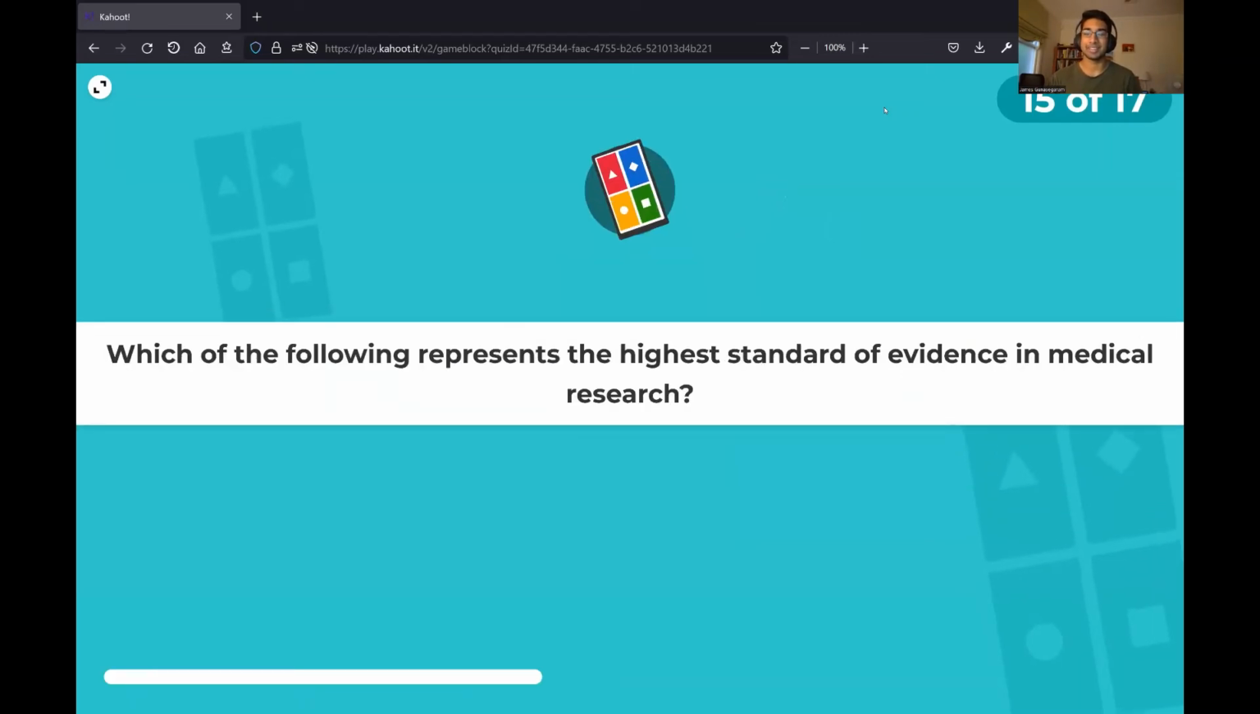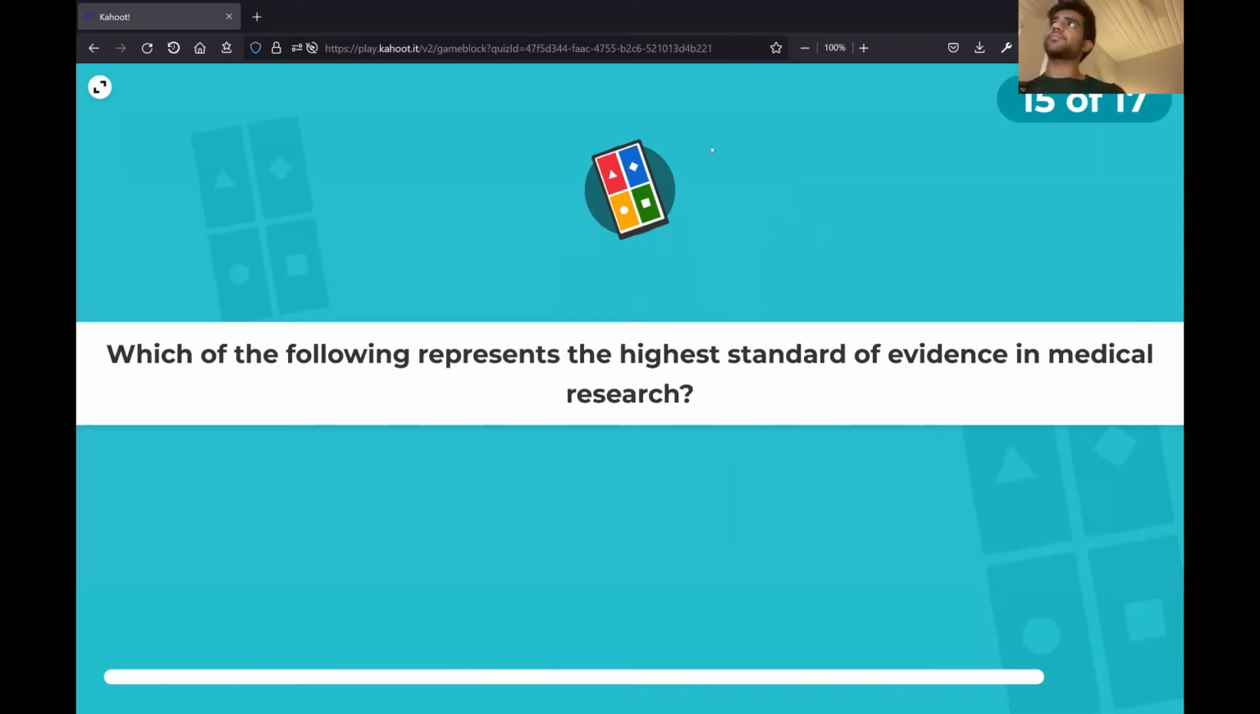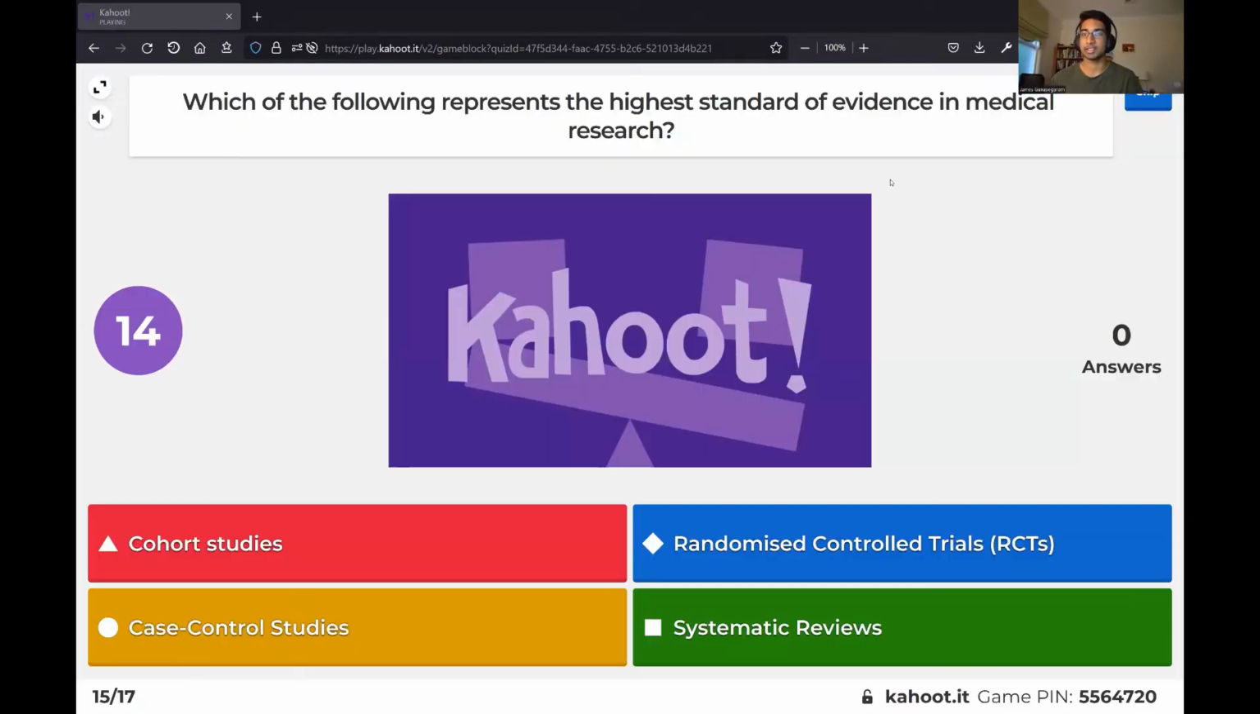So this is integrative medicine, everyone's favorite topic. And we're talking about evidence in medical research. So if you remember that big pyramid, that's basically this.